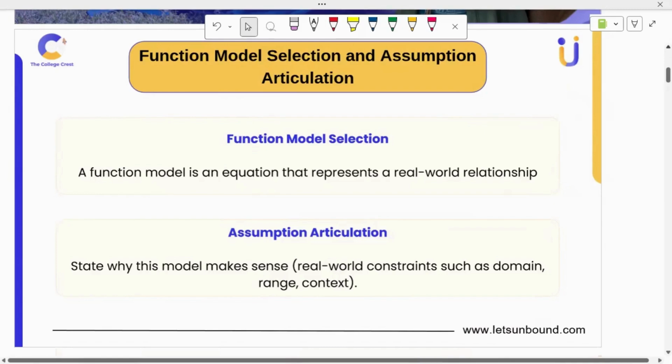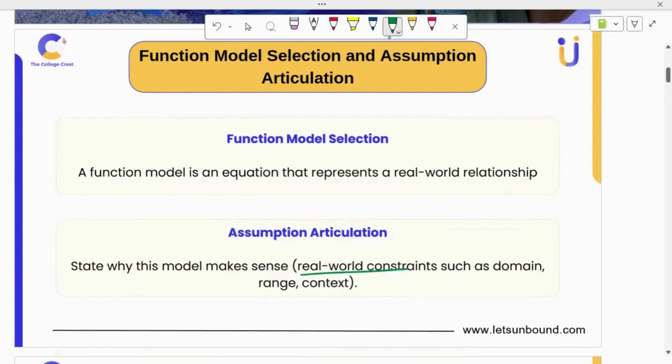And assumption articulation. This will be based on why this model makes sense in this area. So if you pick a quadratic model, why does this work? Maybe it might be a trend of increasing, reaching a peak and decreasing. So a quadratic model, something like that. Also in our assumption articulation, I'm assuming the time is not negative. Of course, time is not negative. So these assumptions have to be made.